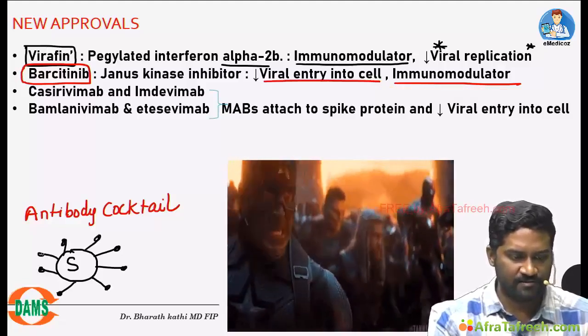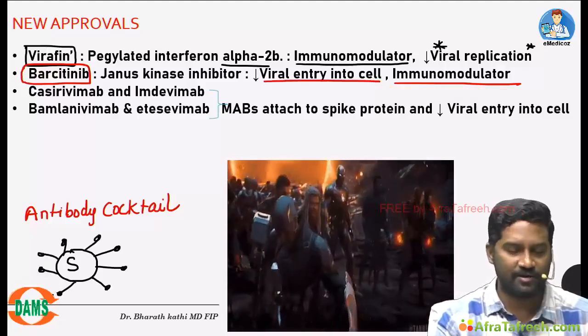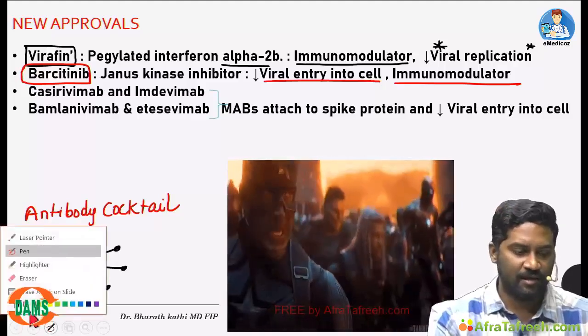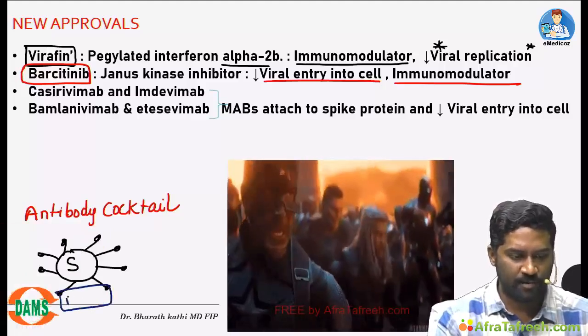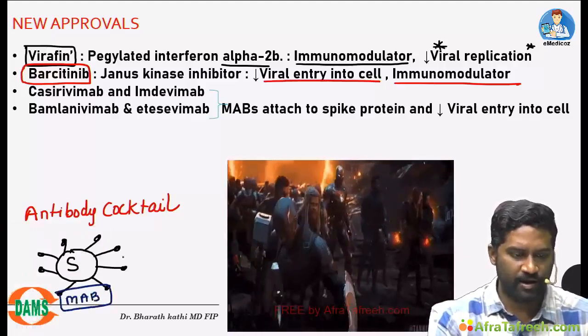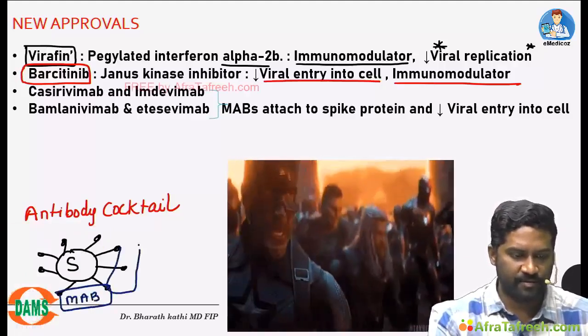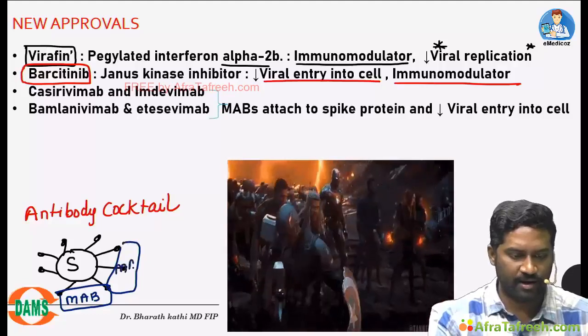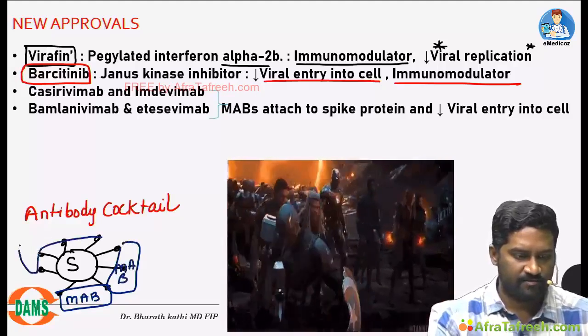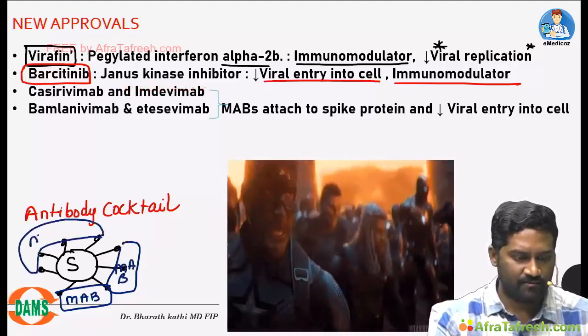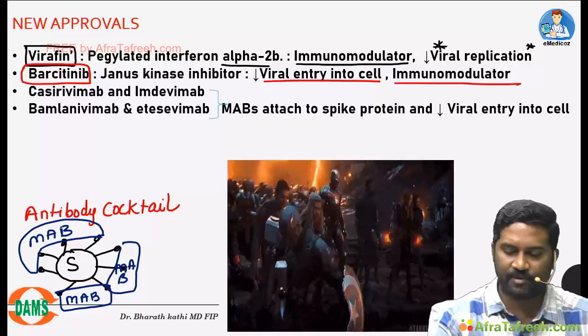These are the important virulent structures. These spike proteins go and bind to the cell and enter the cell. Now, what these monoclonal antibodies do is, these are MABs. They go and attach to the spike protein. Like this, you can see this monoclonal antibody will go and attach to the spike proteins.